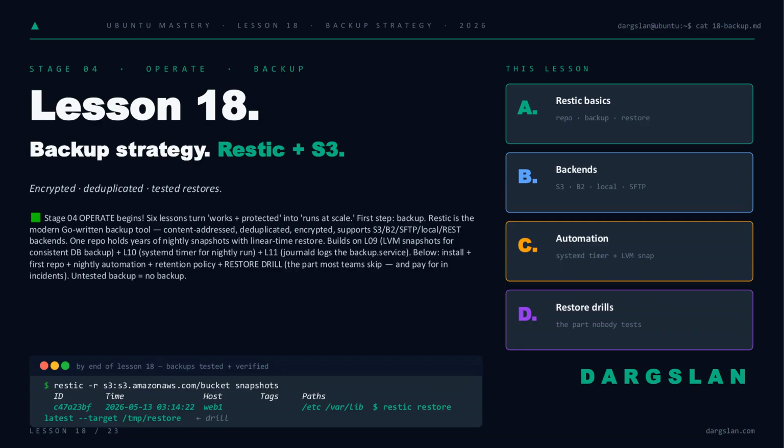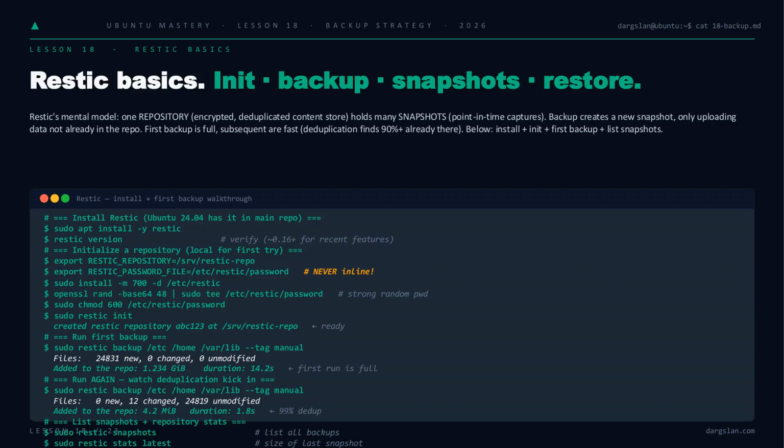By the end of this lesson, you'll have a tested, verified backup pipeline, because remember, an untested backup is no backup at all. Before we touch S3, let's get comfortable with Restic's mental model on a local repo. Think of it this way: one repository, encrypted and deduplicated, holds many snapshots, each a point-in-time capture. We install from Ubuntu's main repo, export the repository path and a password file. Never inline the password, ever.